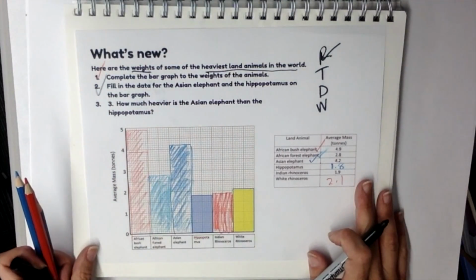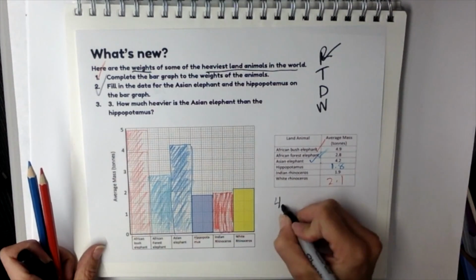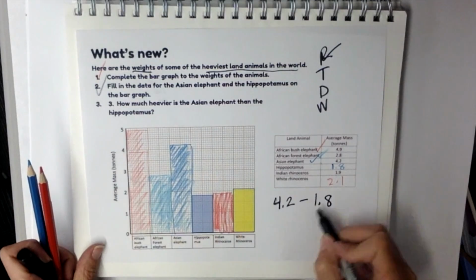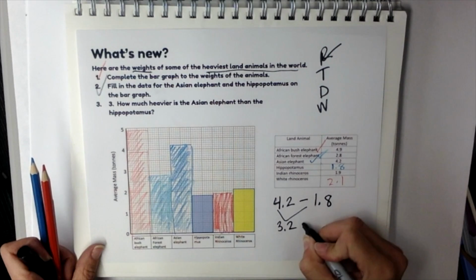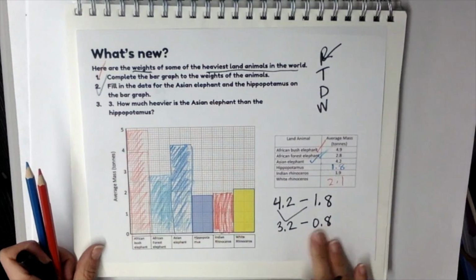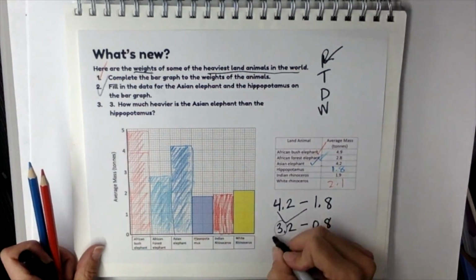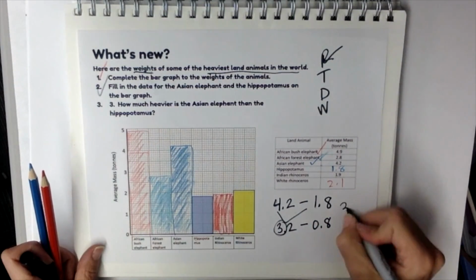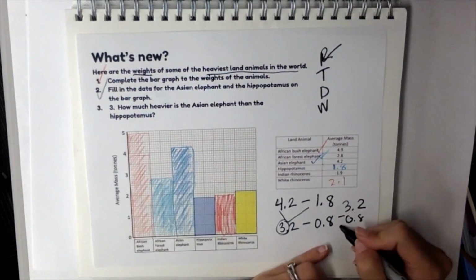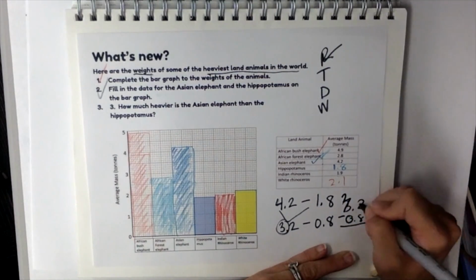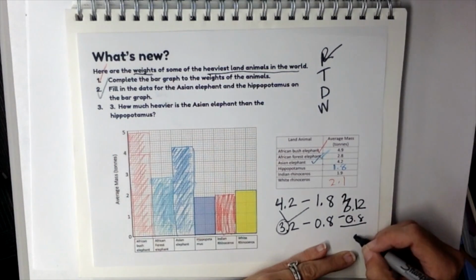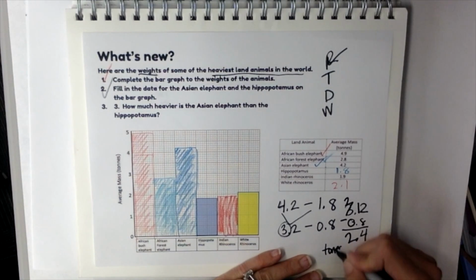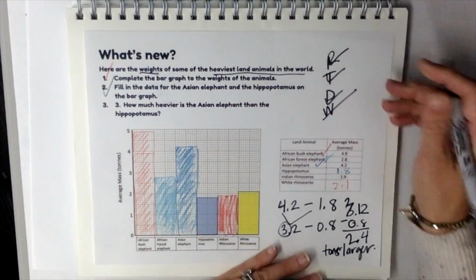How much heavier is the Asian elephant than the hippopotamus? So the Asian elephant is 4.2 minus the hippopotamus, which is 1.8. Okay, so I'm going to take away the whole first. So that would be 3.2 minus 0.8. Okay, so I'm going to think of how I can break this. I know I have 3 whole and 0.2, so I can stack this over here. I'm going to break this up into 2 wholes and 10 tenths, so 12, so I'm going to have 0.4 and 2 whole. So it is 2.4 tons larger. Okay, let's go to the next one.